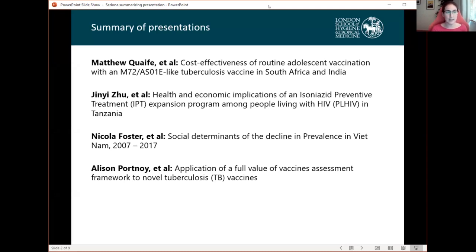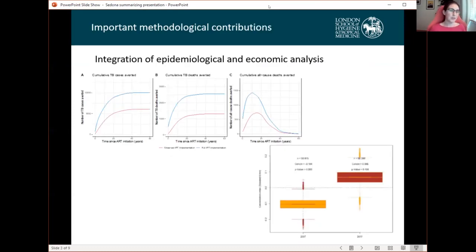Ginny presented cost effectiveness analysis of prevention through IPT among people living with HIV. And Nicola's work really shows us what additional prevention there can be through addressing social determinants, so removing the root cause of TB. So I'm going to reflect on a few of what I see as important methodological contributions in these presentations.